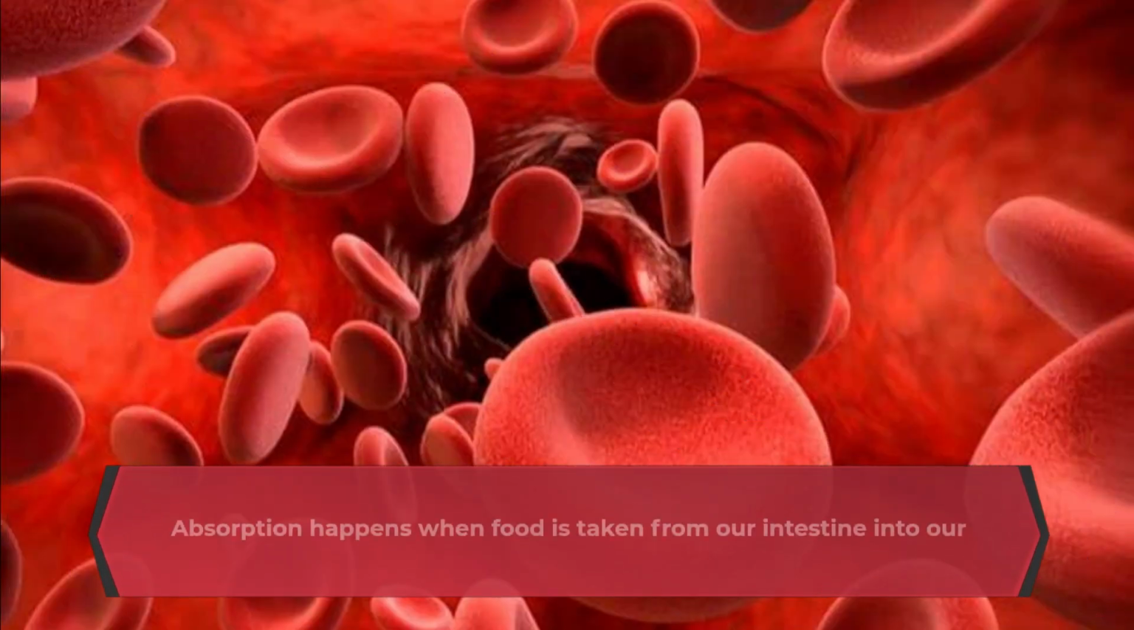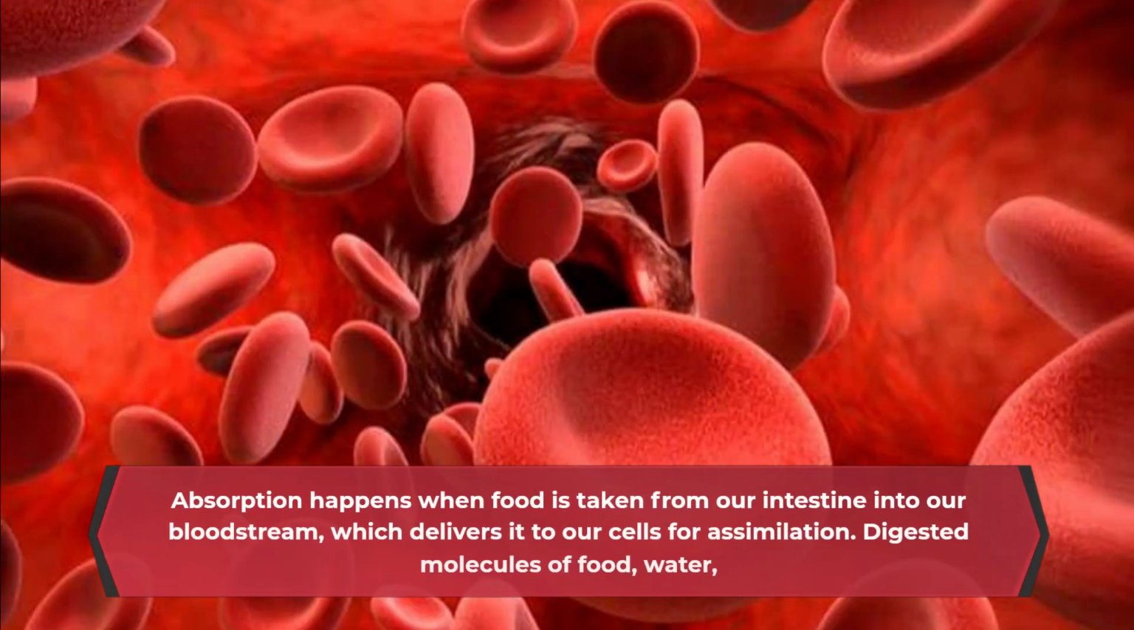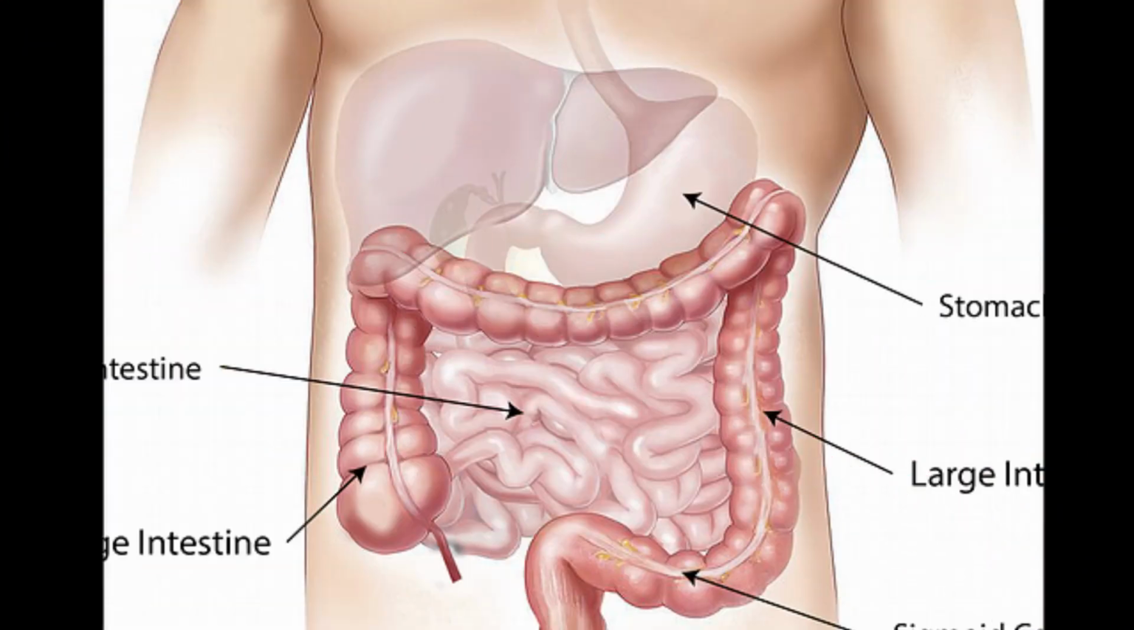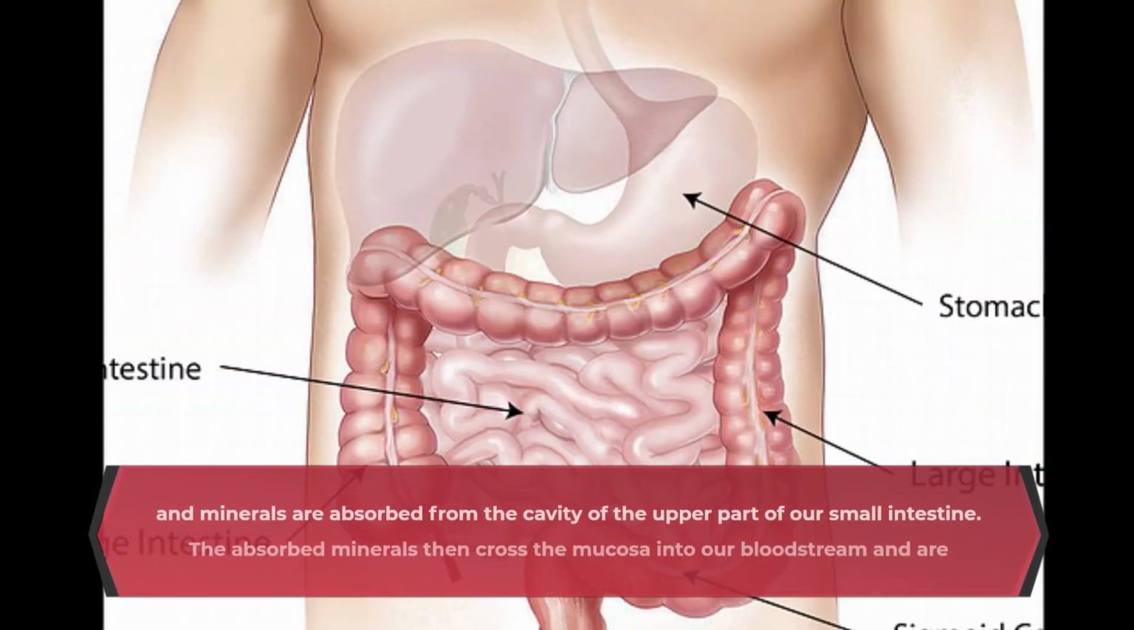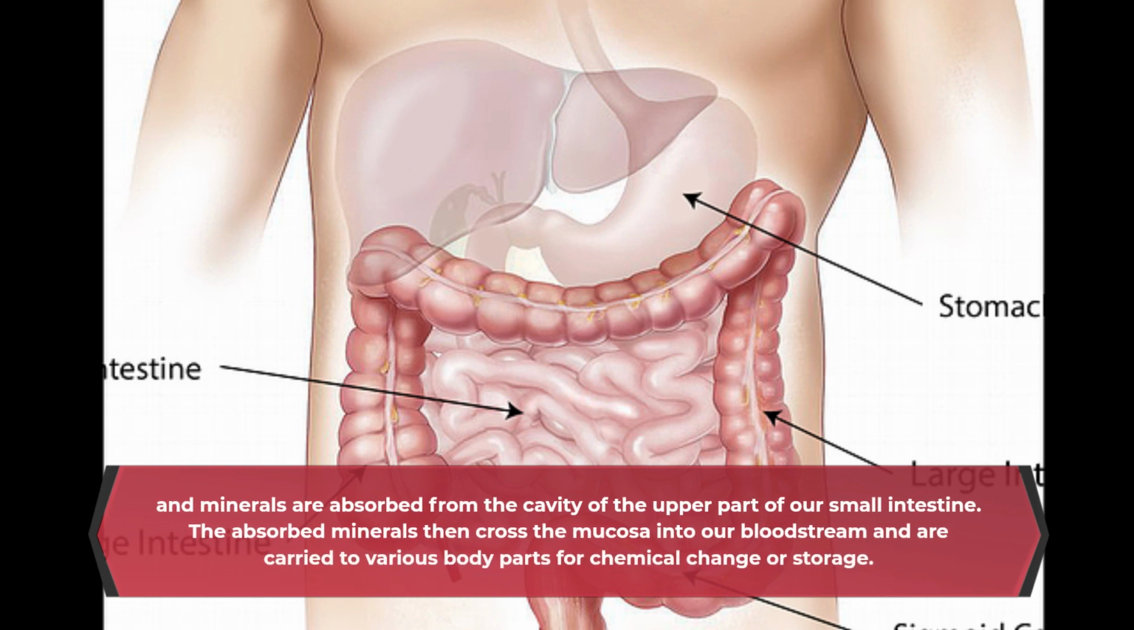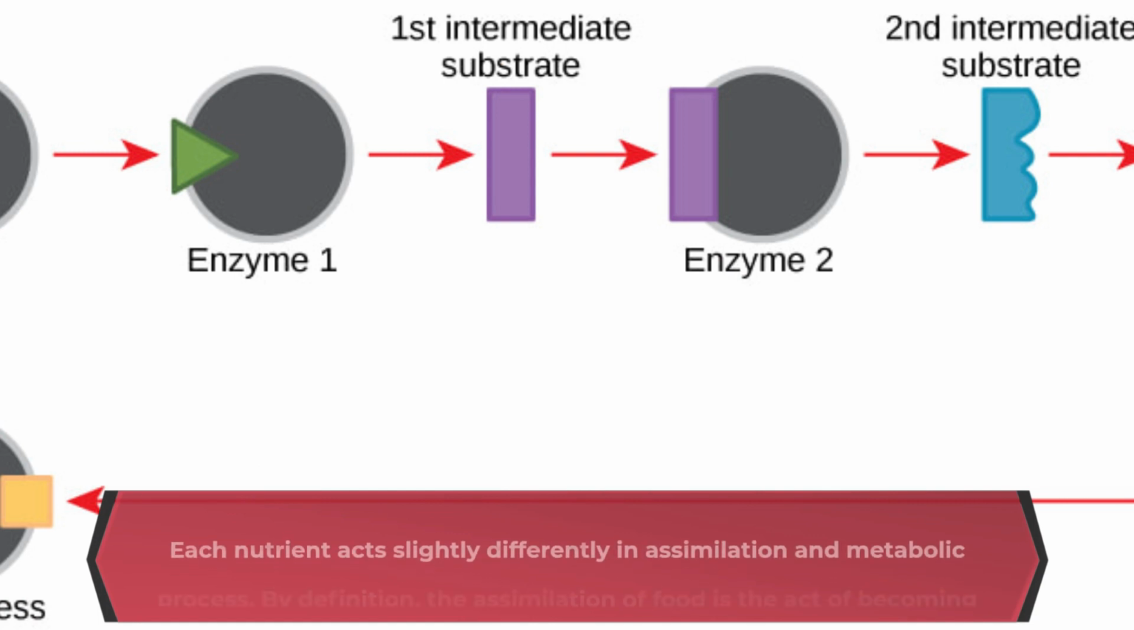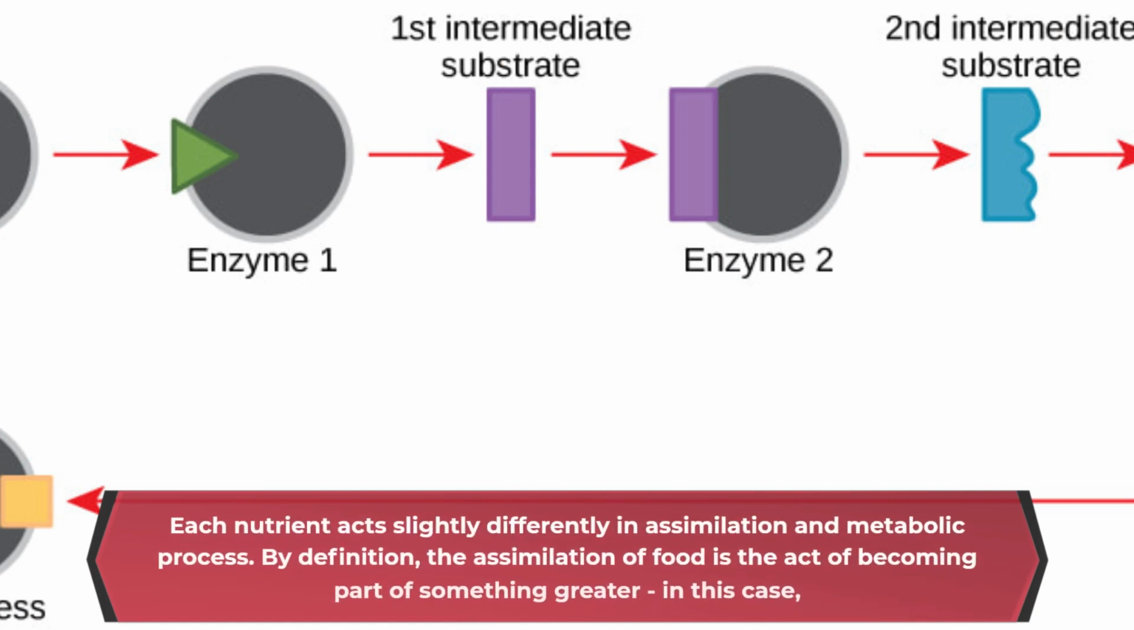Absorption happens when food is taken from our intestine into our bloodstream, which delivers it to our cells for assimilation. Digested molecules of food, water, and minerals are absorbed from the cavity of the upper part of our small intestine. The absorbed minerals then cross the mucosa into our bloodstream and are carried to various body parts for chemical change or storage. Each nutrient acts slightly differently in assimilation and the metabolic process.